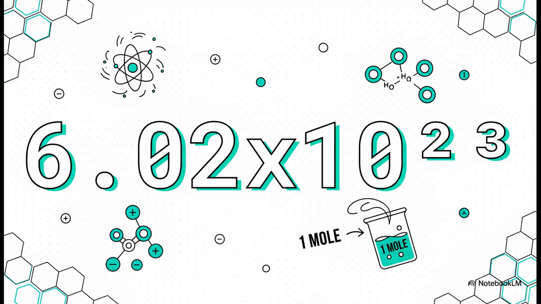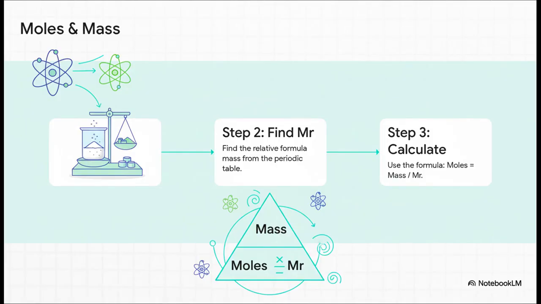Now this formula right here is your new best friend. You're going to use it all the time. Moles equals mass divided by the relative formula mass, or Mr. It's the bridge that connects everything. And a little tip for the exam, if you're not a fan of rearranging equations, just pop this into a formula triangle. It makes finding mass or Mr so much easier.